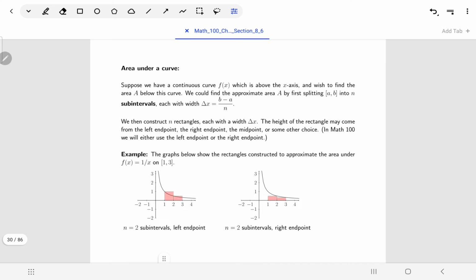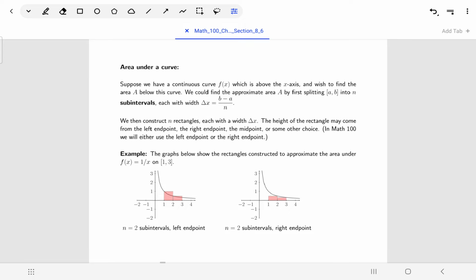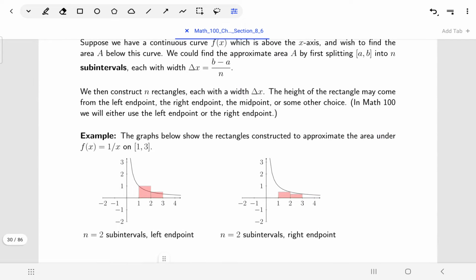So the next thing is my height. What is the height choice for my rectangles? And for this, there's lots of choices that you could pick. So in my first little subinterval from 1 to 2, I could pick the left endpoint and use the y value there as the height of my rectangle, or I could use the right endpoint and use the y value there as the height of my rectangle.